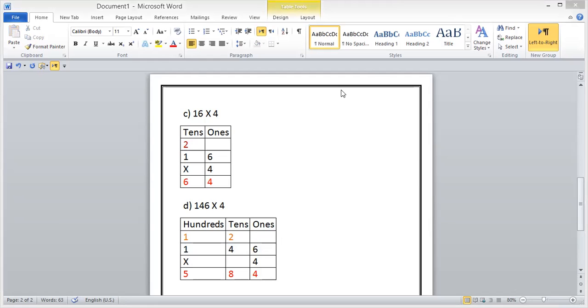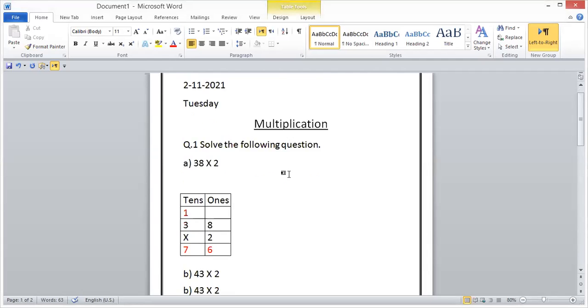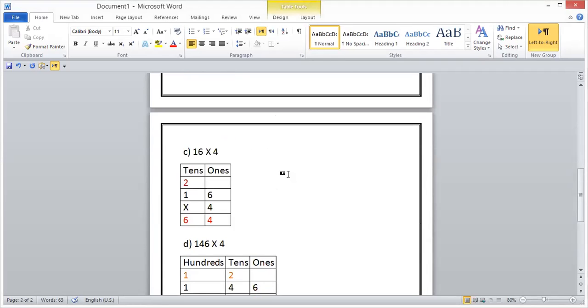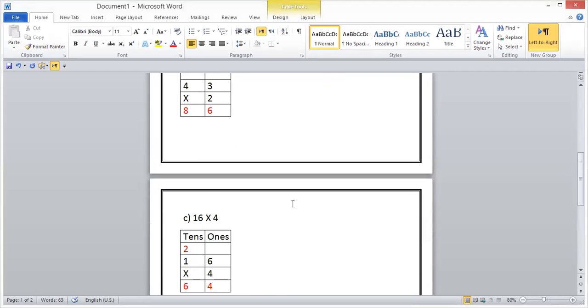Clear, sir. Yes, sir. That's right. And guys, are you writing it in your notebook? You have to write in your notebook, guys. This is the classwork. You have to complete it in your notebook. Write it down in your notebook. Those students who are still not writing, write it down.